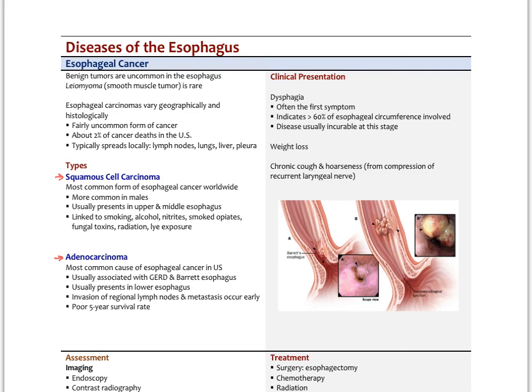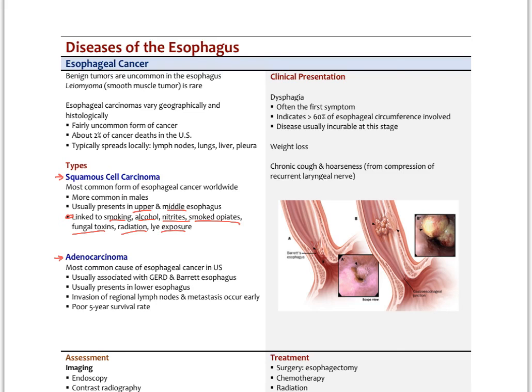It presents mostly in the upper and the middle esophagus. And it's highly linked to smoking, chronic alcohol use, nitrates from preserved foods, opiates, fungal toxins, radiation, and lye exposure. So these are the known causative factors of squamous cell carcinoma. That's going to be the one that's more common worldwide.